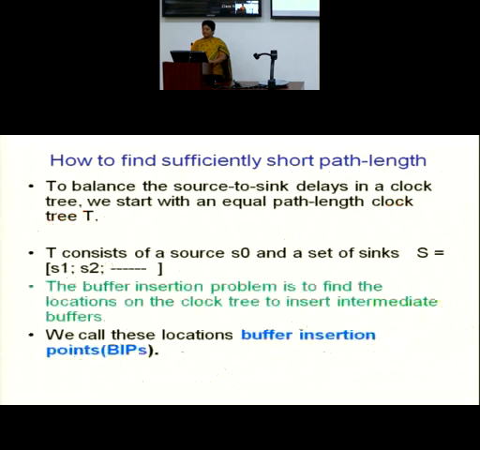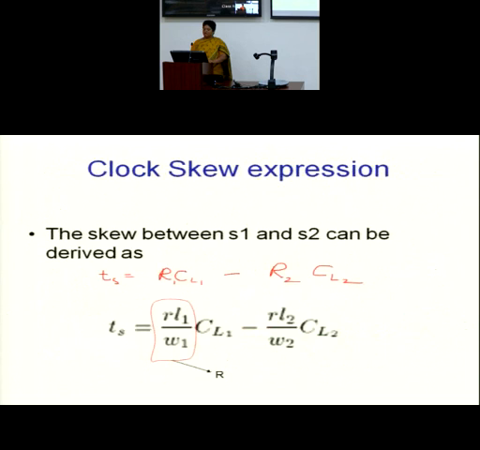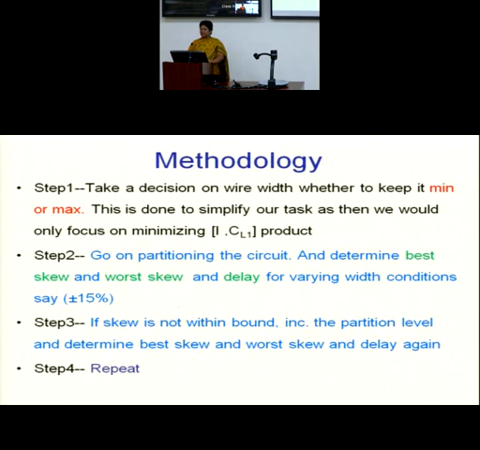So now when you are designing a wire or a segment, it has a length, width and thickness. Normally thickness we do not touch because it is decided by the technology. So what are the design variables? They are length and width. Length is mostly decided by the buffer insertion points, because we are going for the equal path length approach. So what is remaining is the width.